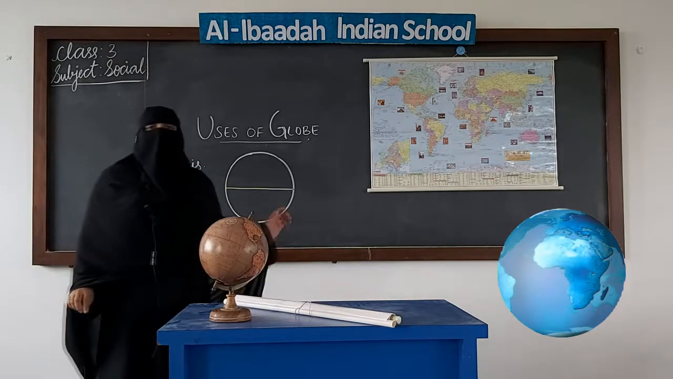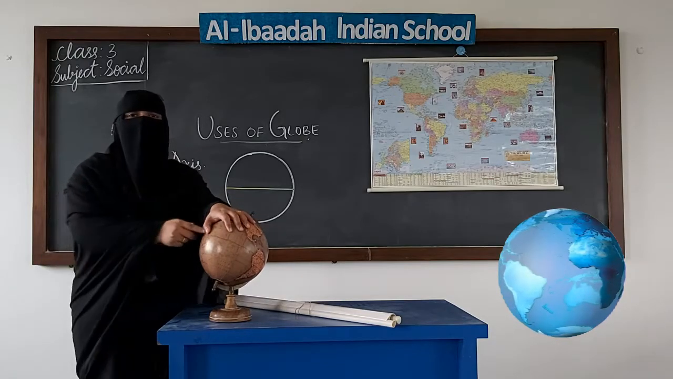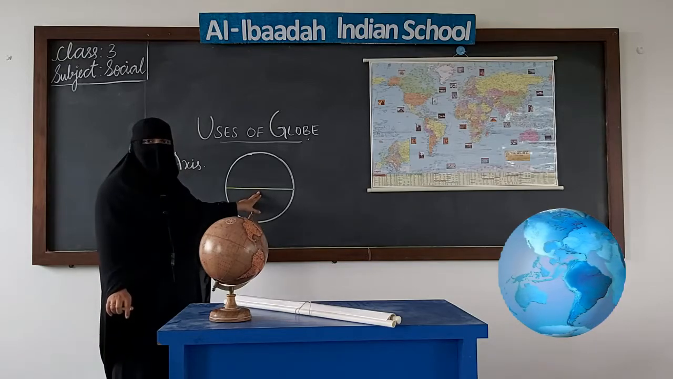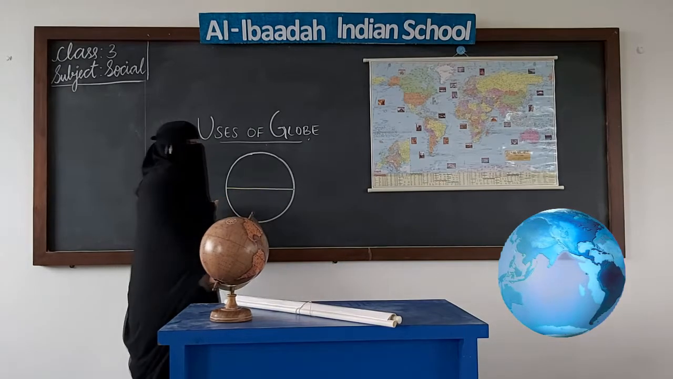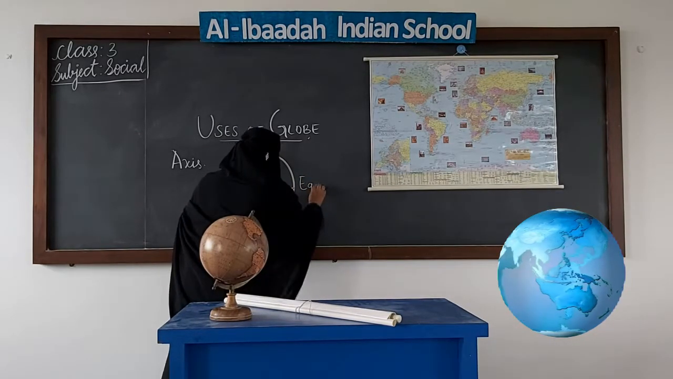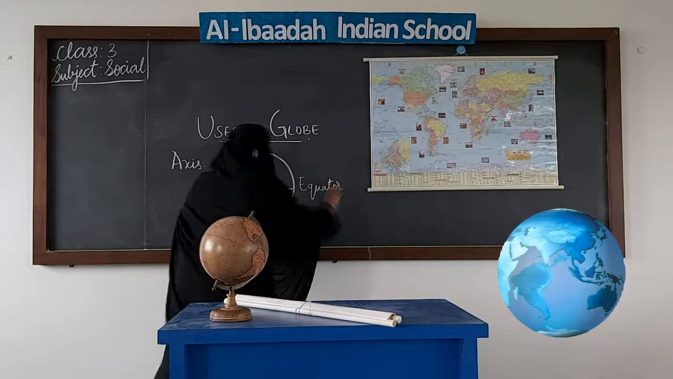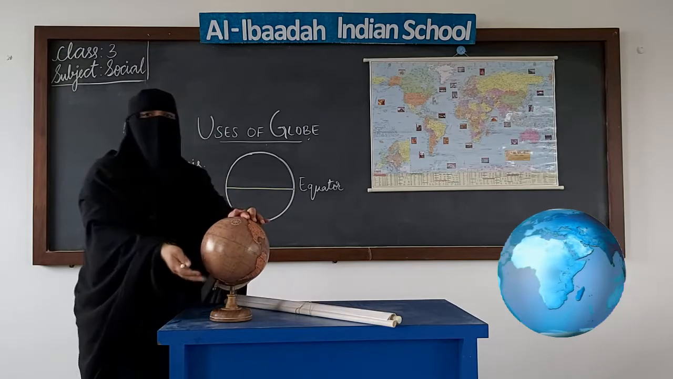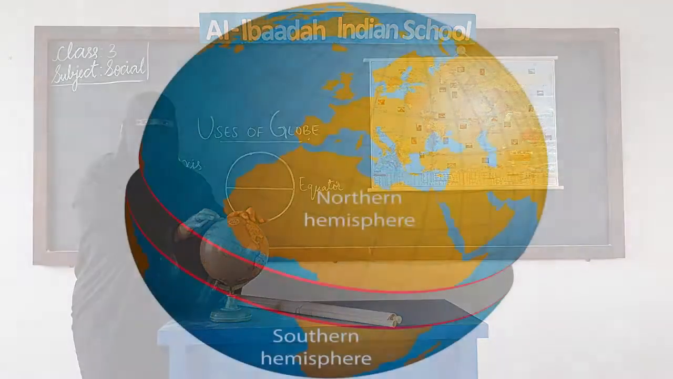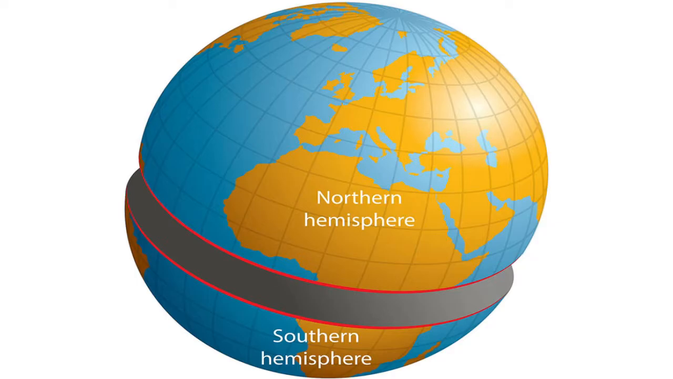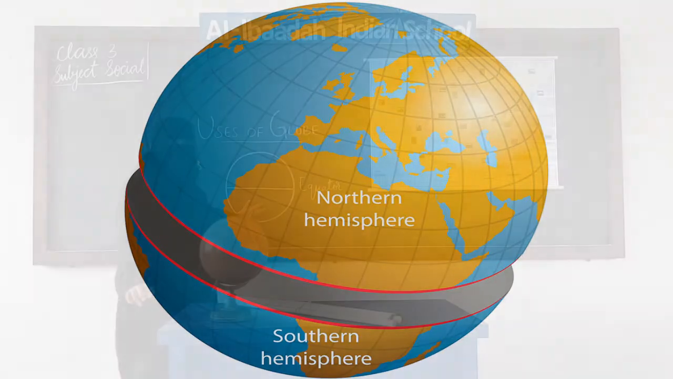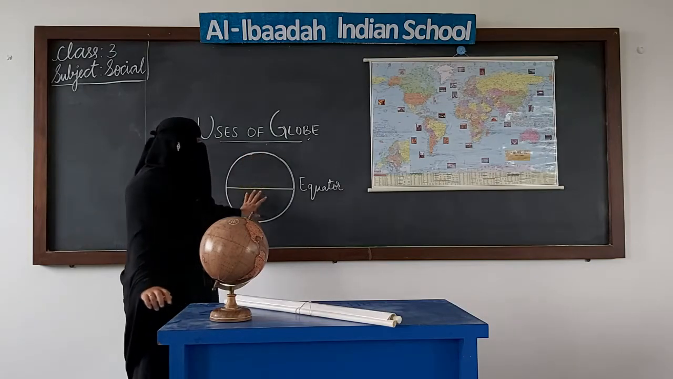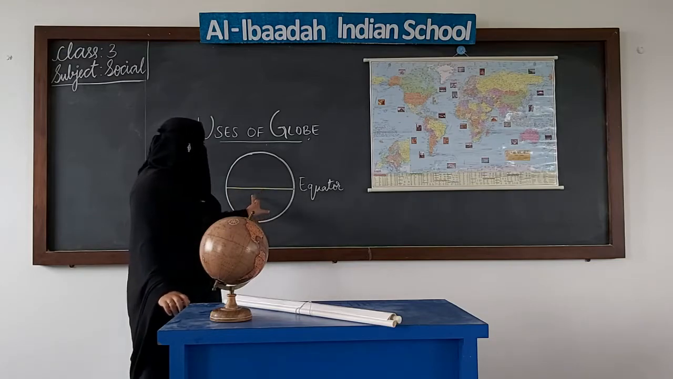And we have one more line at the center of globe, just like this. This line is called as equator. This equator divides the earth into two equal halves. This is one half and this is one half. These two are the equal halves in which the equator divides.